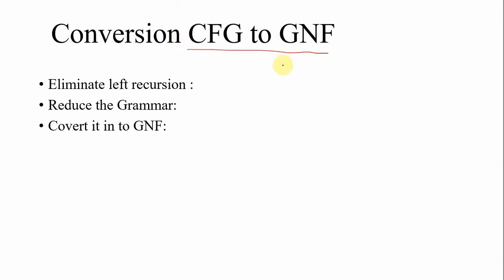Now let's quickly go through the conversion of CFG to GNF also. GNF means the Greibach normal form. All the productions should be of the form A gives a alpha, where a is a terminal and alpha belongs to V star, that is, 0 or more variables. Here come the steps that you need to use to convert a given context-free grammar to its equivalent Greibach normal form. The first step is the elimination of left recursion, then the reduction of the grammar should take place, then the conversion should take place.